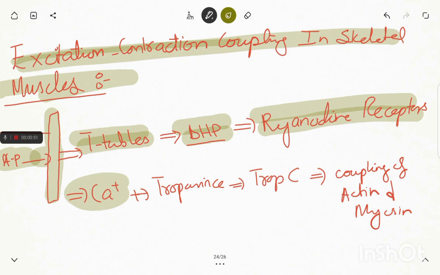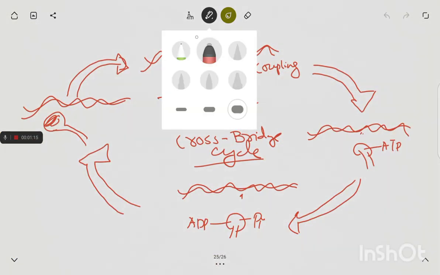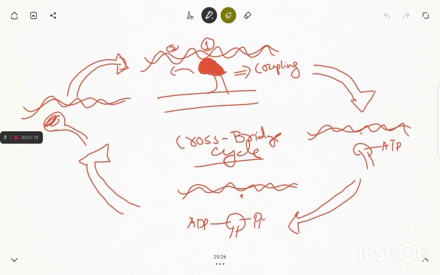As this calcium is released, it will bind with troponin C. We have already studied what troponin C is. Troponin C, if it activates, removes tropomyosin from between actin and myosin, right? So as troponin C is activated, this will cause coupling of actin and myosin because tropomyosin is removed. Okay, so let's see here. Now look at this diagram number 1.